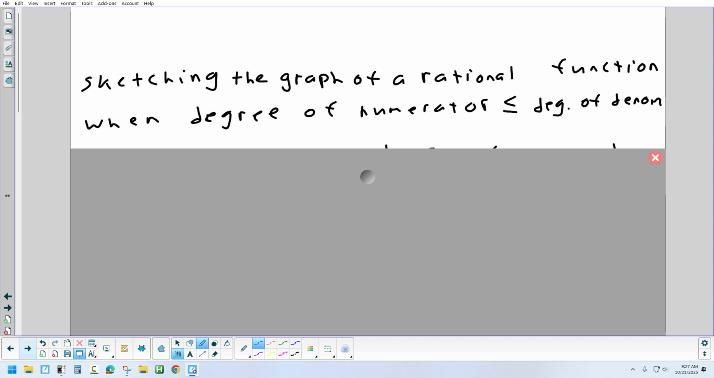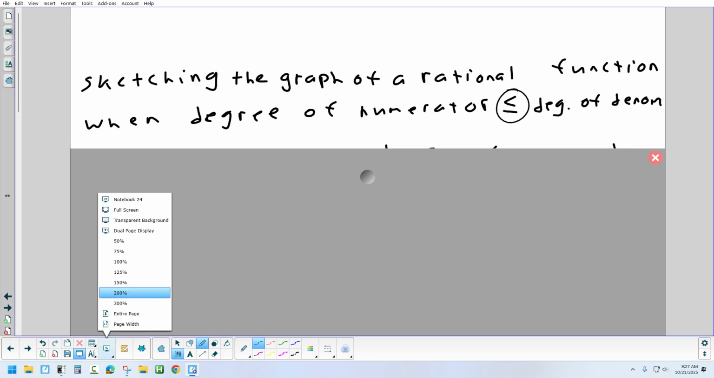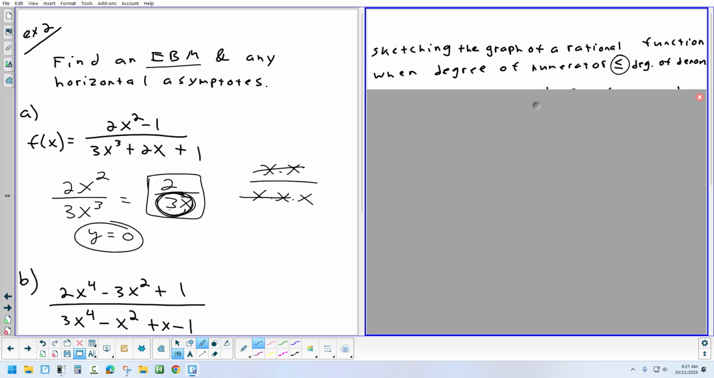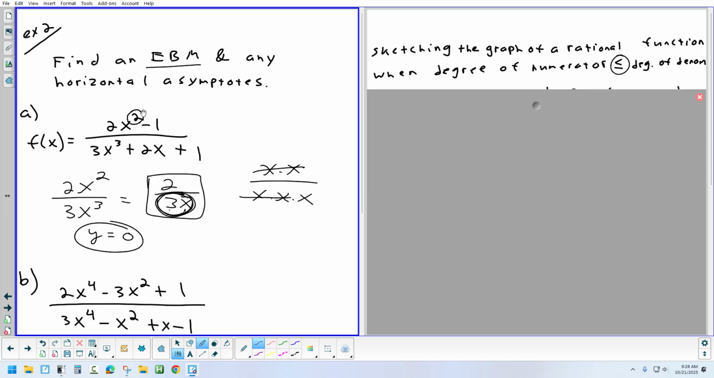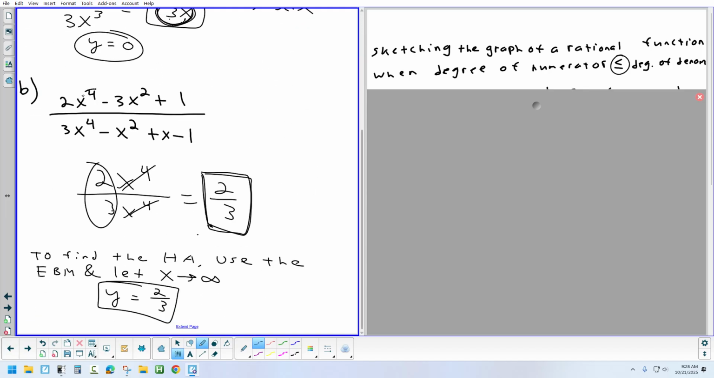Okay, so those are the kind of problems that we're going to look at and we're going to try to sketch right now, where the degree in the top is always less than or equal to the degree in the bottom. And those are what you just looked at. In this first problem, the degree in the top was a 2, degree in the bottom is a 3, the degree in the top was less than what was in the bottom. And then in this one, the degree in the top was a 4, degree in the bottom was a 4, and they were equal.